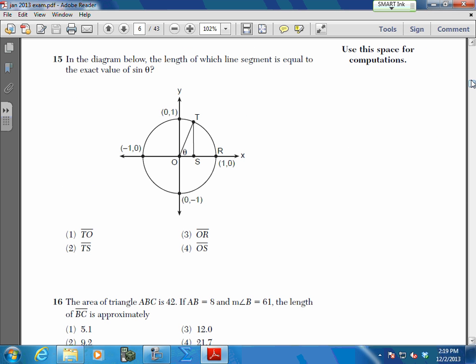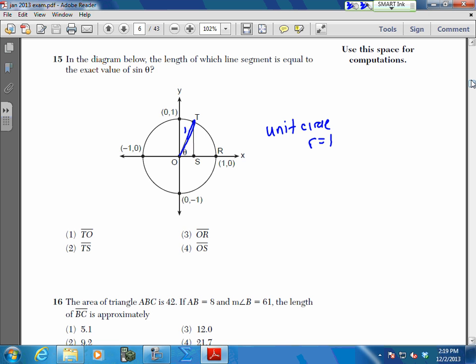In number 15, this is a nice example of your unit circle. Your unit circle says your radius is equal to 1. Therefore, this is a radius right here, where your hypotenuse is of your triangle. That is equal to 1.